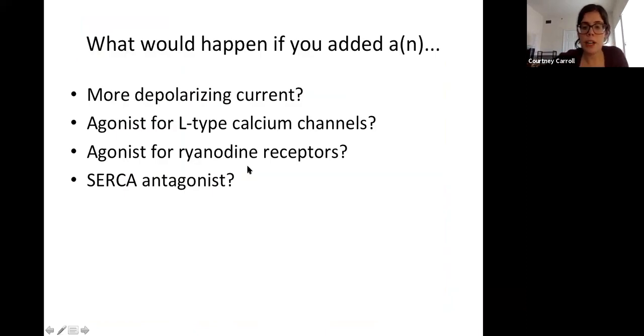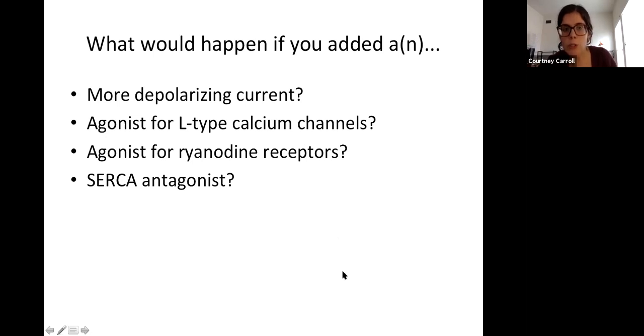This is where we're going to end today. I want you to think about this question. What would happen if you added more depolarizing current? What would happen to our muscle contraction? What would happen if you added an agonist for L-type calcium channels? What would happen if you added an agonist for our ryanodine receptors, or if you added a SERCA antagonist? So you guys have 10 minutes left.